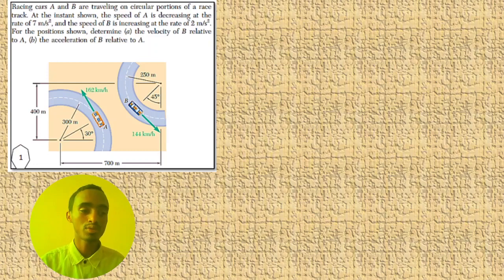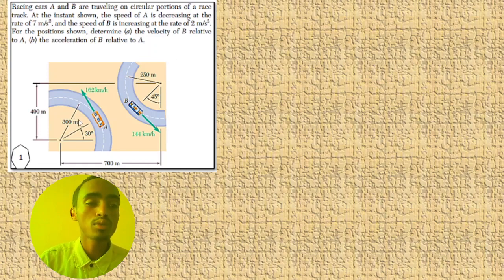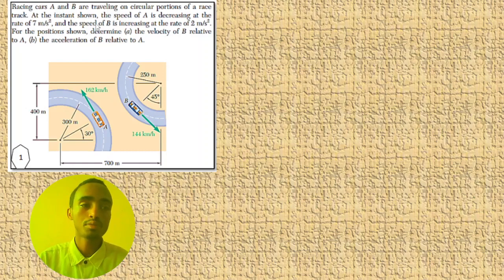Now let's jump into this problem. As you can see, we have two racing cars A and B, and we are asked to determine the relative velocity and acceleration of racing car B with respect to A. Racing cars A and B are traveling on a circular portion of a racetrack.